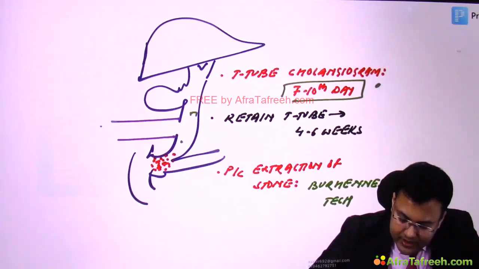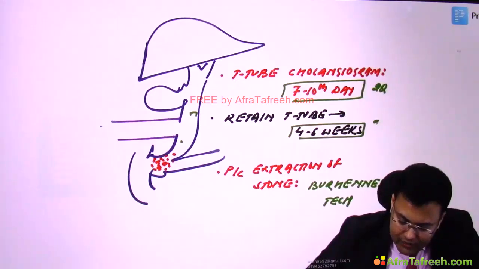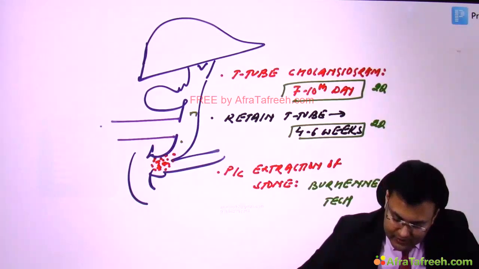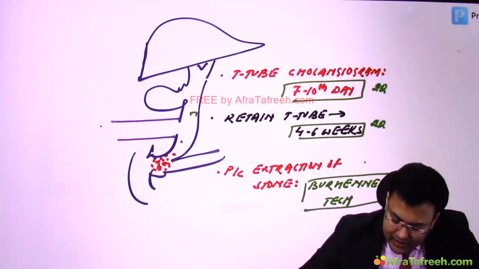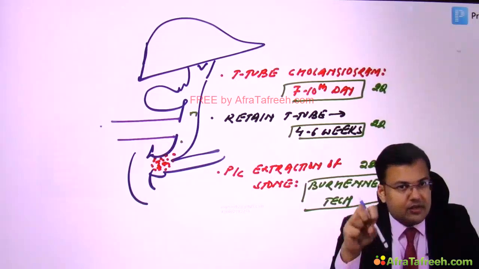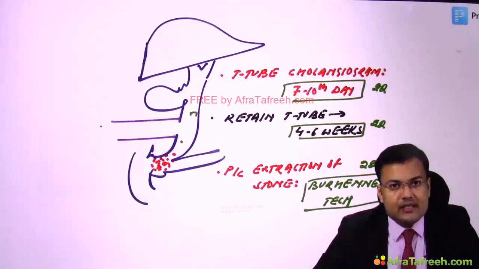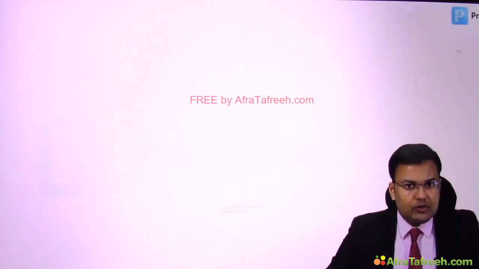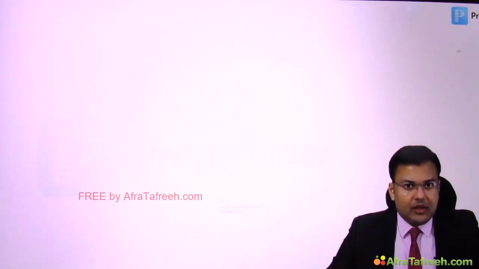So what are the questions which are asked? On which day T tube cholangiogram is done? 7th to 10th day. For how long we have to retain the T tube? 4 to 6 weeks. And percutaneous extraction of stone is done via which technique? Burhenne's technique.